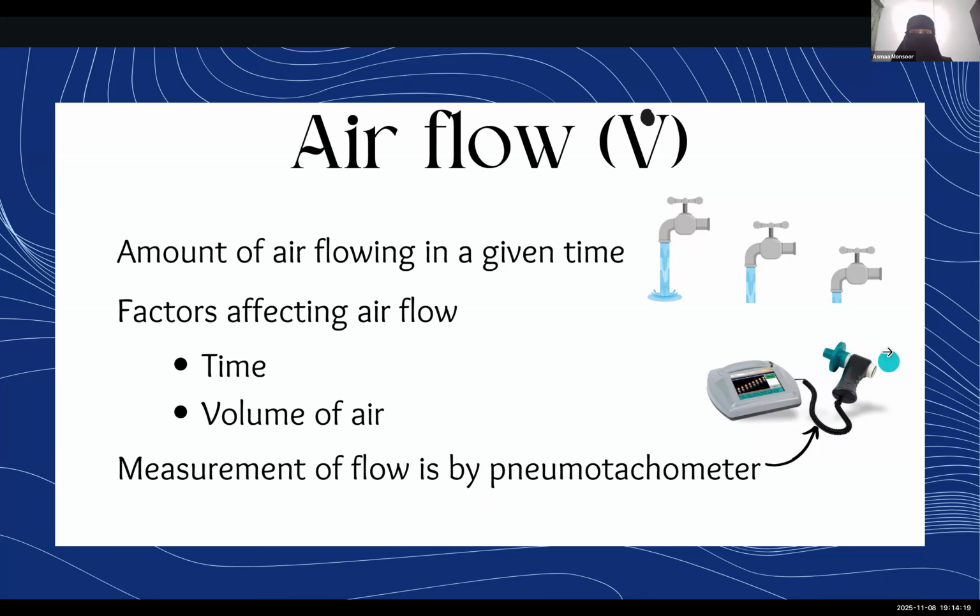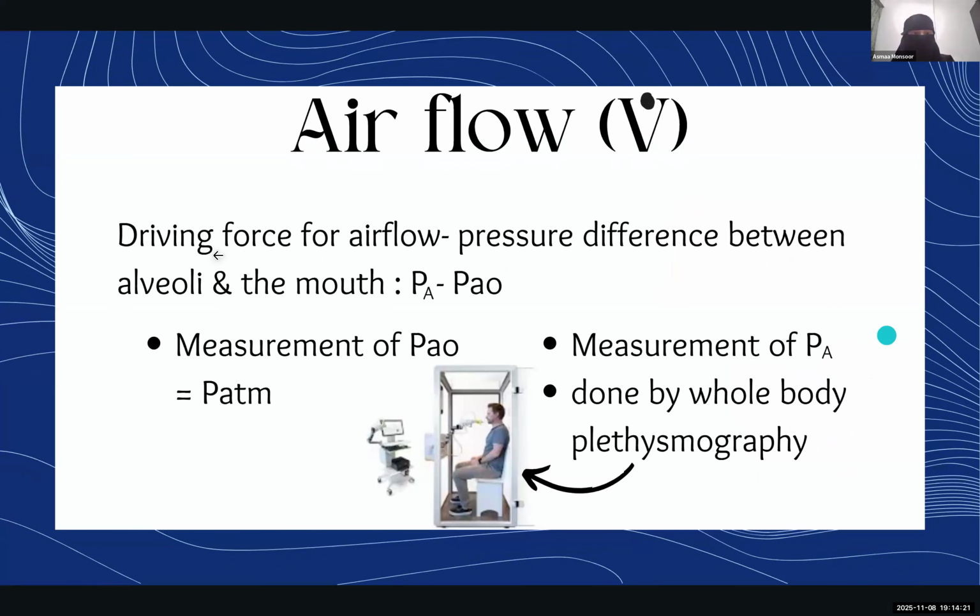Now, for air to flow from one place to another, you need what you call a driving force, something that is driving the air from outside to inside or inside to outside. The main driving force for breathing is the pressure difference between the pressure in the alveoli and the pressure in our mouth. The air comes from the mouth and goes to the alveoli, and comes from the alveoli to the mouth, right? So now, for checking the pressure in the mouth.